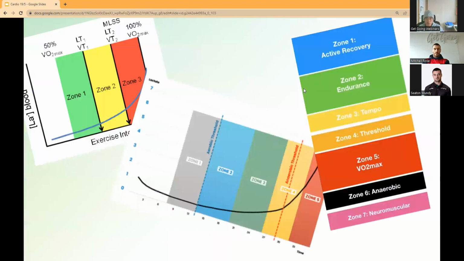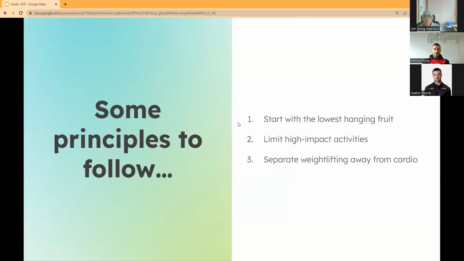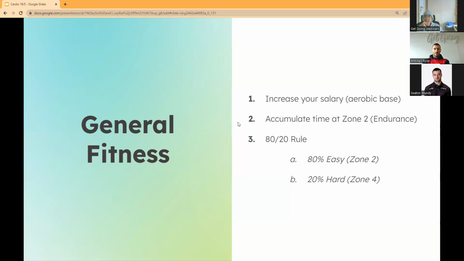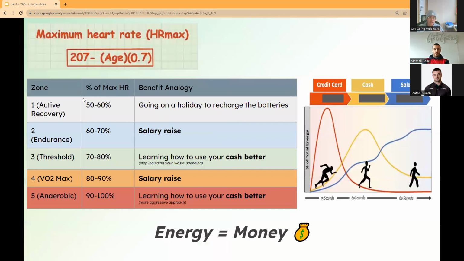So if I go back, you want to increase this blue zone here, blue line, blue system. And the way we do that is we want to accumulate time at zone 2. All right. So if I go back, we want to accumulate our training time, our cardio session time within this heart rate here. So 60 to 70% of your max heart rate.